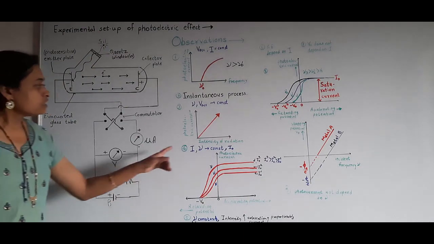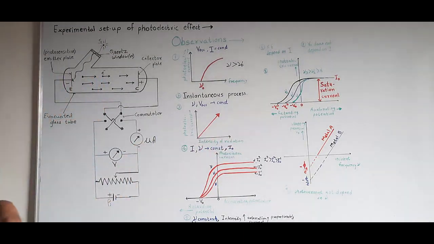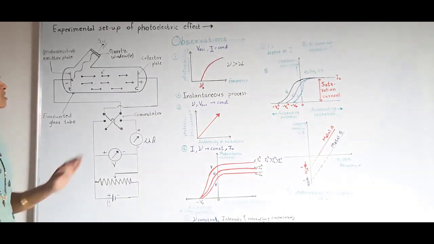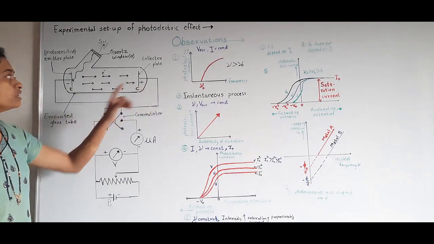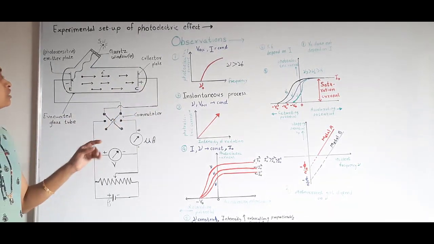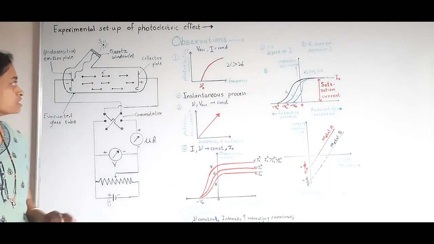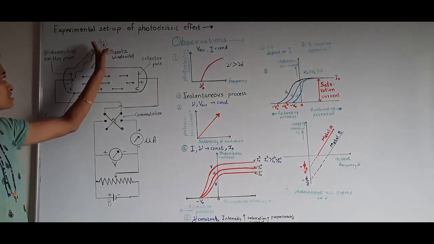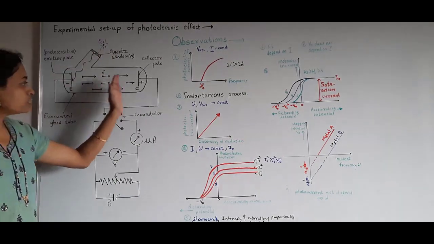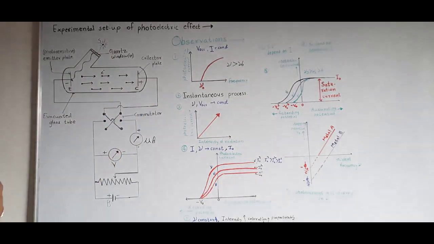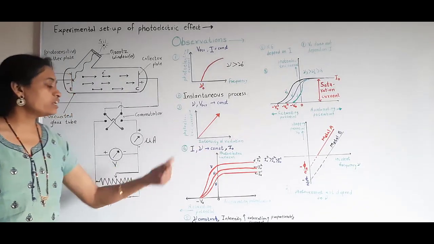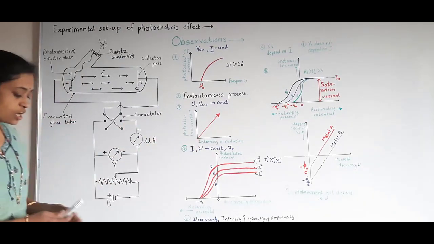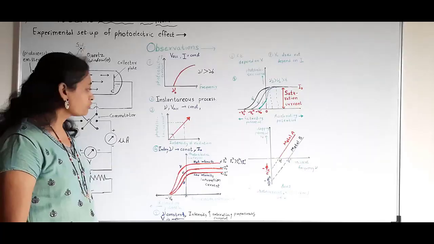Then, as the intensity of radiation increases, the photoelectric current also increases. This means the number of photoelectrons coming to the collector increases, and the photoelectric current also increases. We can increase the intensity here, and as we increase it, the photoelectric current increases. So there is a linear relation between the intensity of radiation and the photoelectric current.